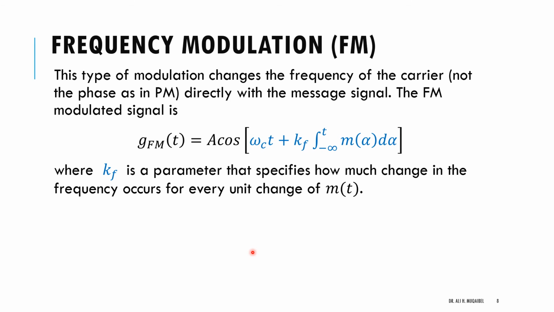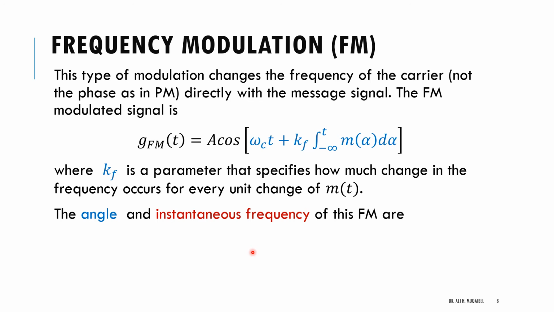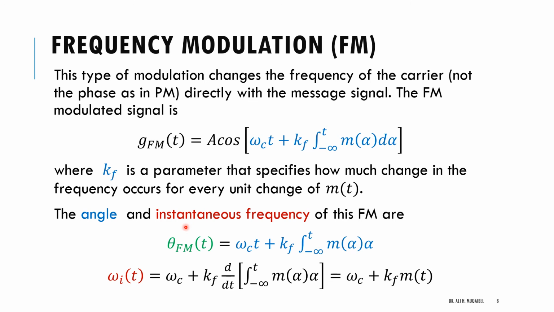Why? Because we know now, if you get the angle and the instantaneous frequency, the angle is this term here. It's what's inside the bracket, we call it the angle. If you want the instantaneous frequency, you differentiate the angle. So we get omega_c from here. From here we get k_f, it's just a constant, times the message. Now we can see that when the phase is proportional to the integration of the message, then we get the instantaneous frequency to be proportional to the message, and this is why we call it frequency modulated signal.